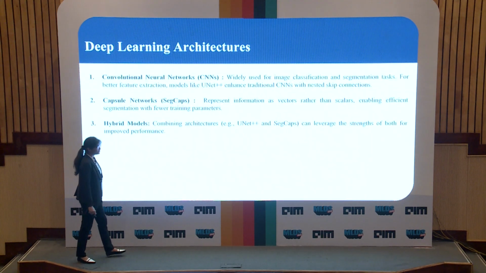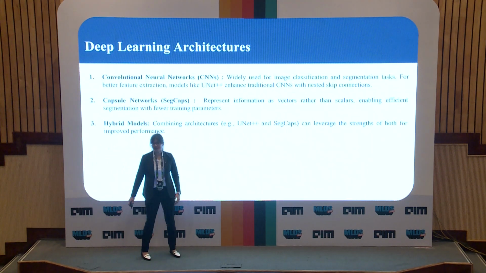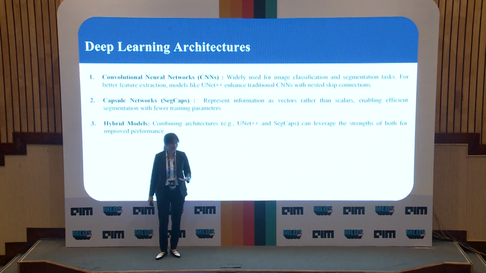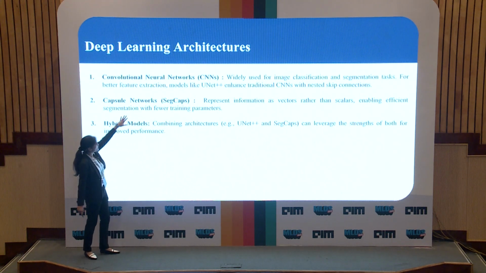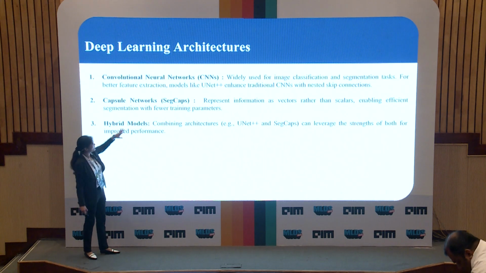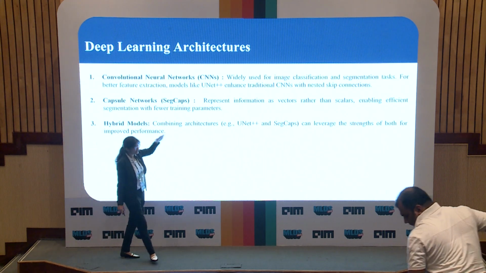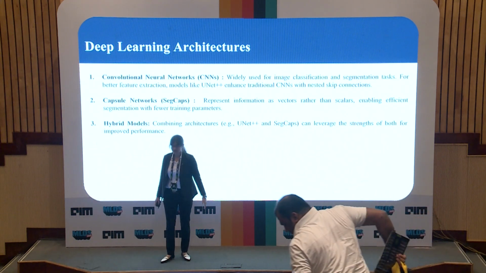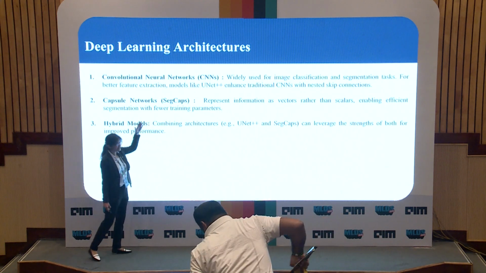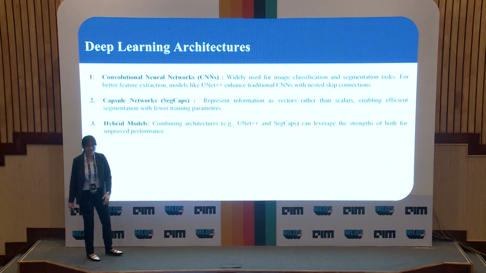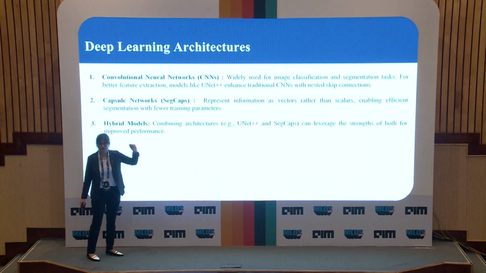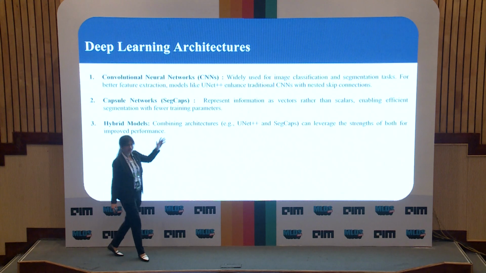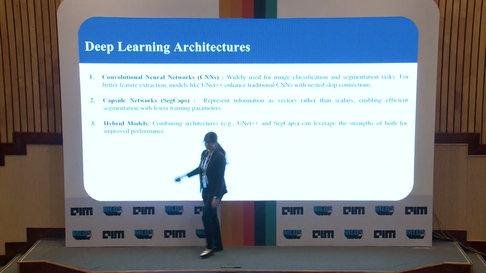Now, what are those deep learning architectures that really help us get automatic segmentation done? We have convolutional neural networks, CNN-based architectures, which help with image classification and segmentation tasks. Followed by capsule networks called SegCaps. CNNs are very famous. I hope everyone has heard of convolutional neural networks. How many of you have heard of SegCaps?